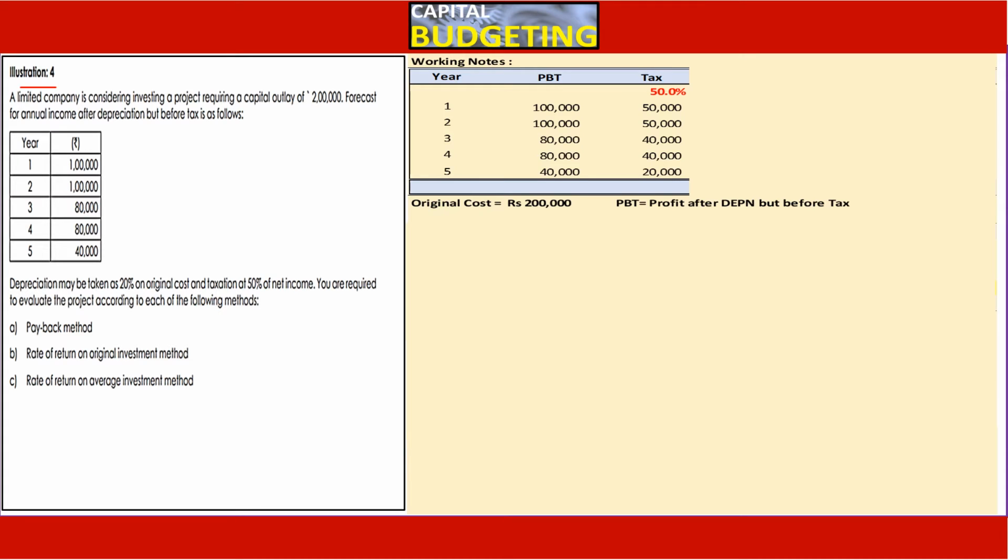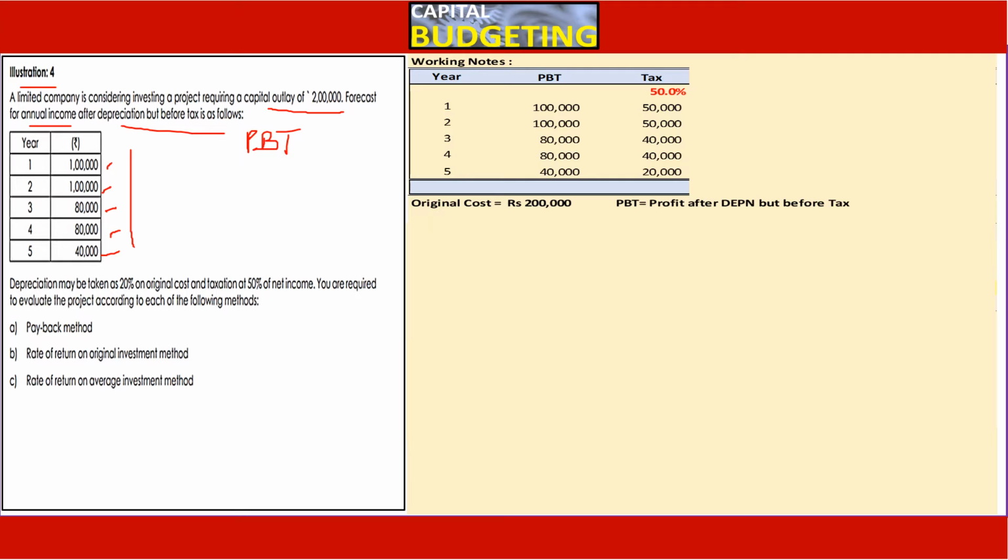Illustration number 4, which says a limited company is considering investing in a project requiring a capital of 2 lakh rupees as the investment. Its forecast says the income after depreciation but before tax, which is nothing but PBT, profit before tax, is: first year 1 lakh, second year 1 lakh, third year 80,000, fourth year 80,000 and fifth year 40,000. This is so far as the PBT is concerned.